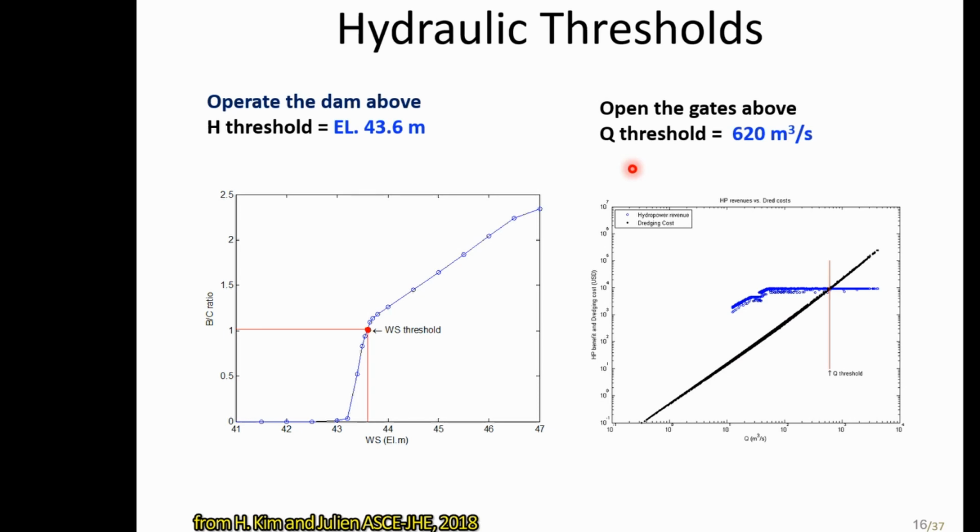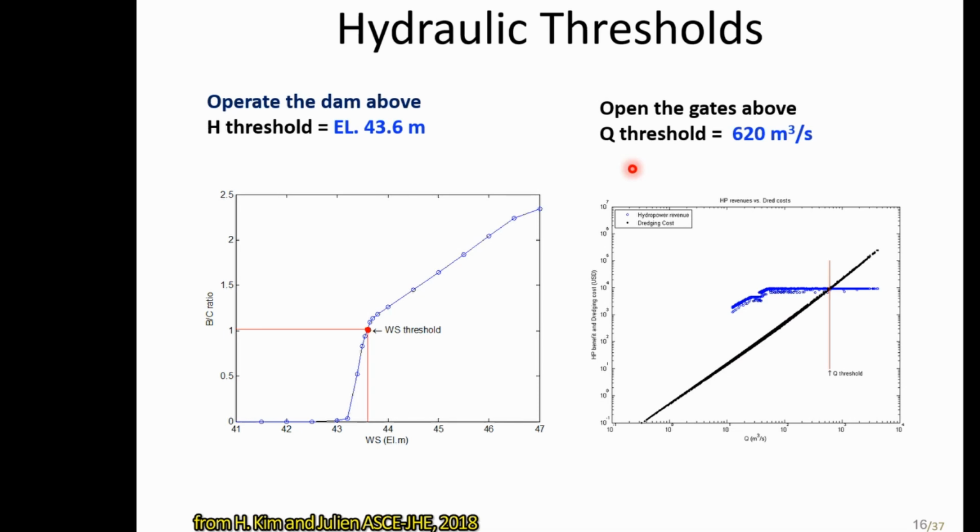The other side here, we define a threshold, a threshold for BC equal to 1. Say, if the head is 43.5 meters, that's elevation above sea level. If you're above this, it pays off to run. If you're below this, you should shut down the plant. It's not going to be very productive. So you get the hydraulic threshold.